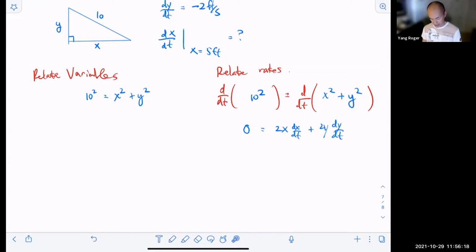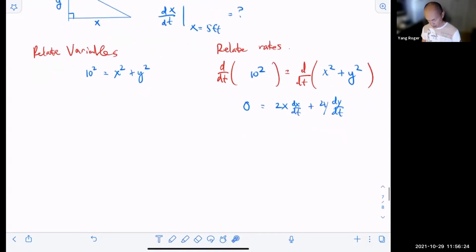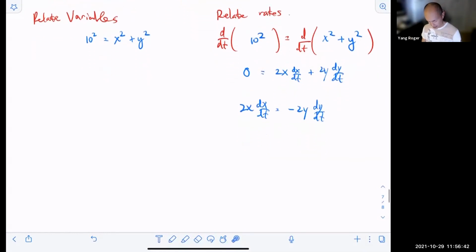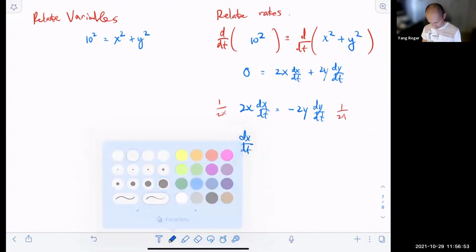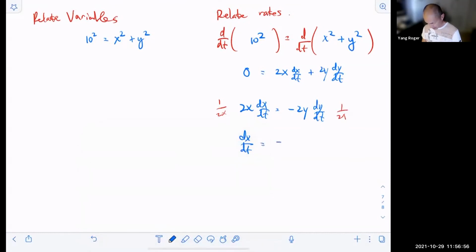I want to isolate the dx dt, so I have to do some algebra. 2x dx dt is equal to negative 2y dy dt. I simply take this and move it to the other side. To isolate the dx dt, I'm going to multiply both sides by 1 over 2x. And then I'm going to get dx dt equals negative y over x dy dt.